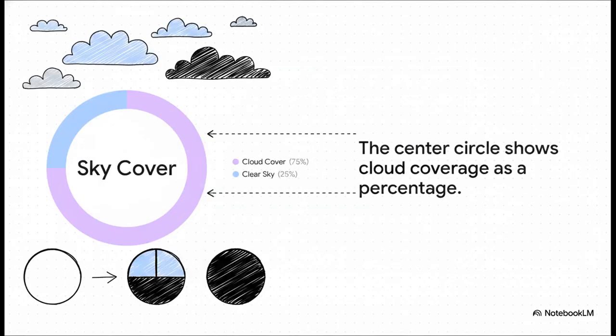And let's go back to that center circle for a second. It acts exactly like a pie chart for sky cover. It visually fills up with ink to represent the percentage of clouds overhead. An empty circle, totally clear skies. A half-filled circle means 50% cloudy, and a fully solid black circle means it's completely overcast. It is incredibly intuitive once you see it.